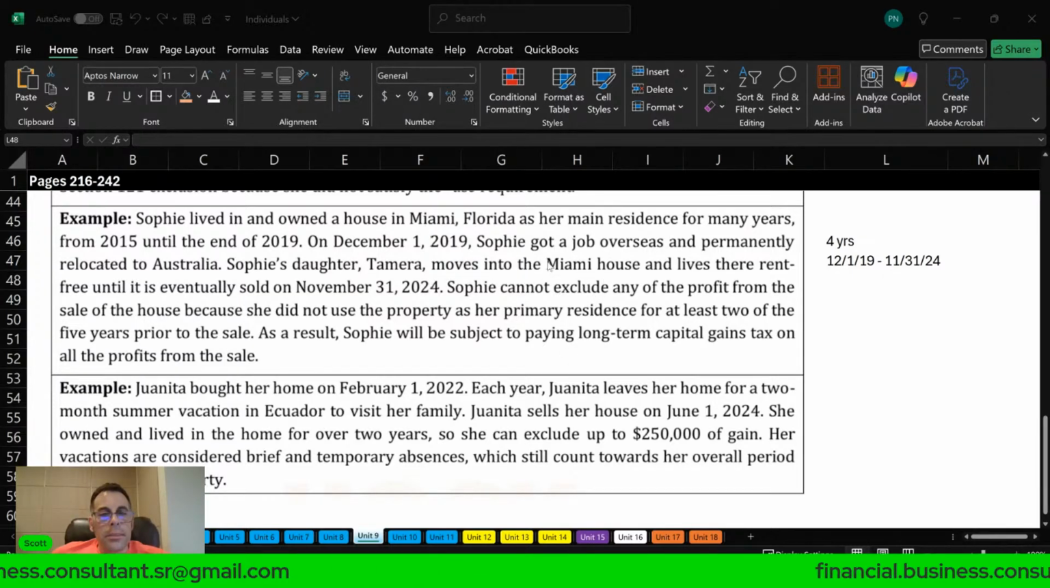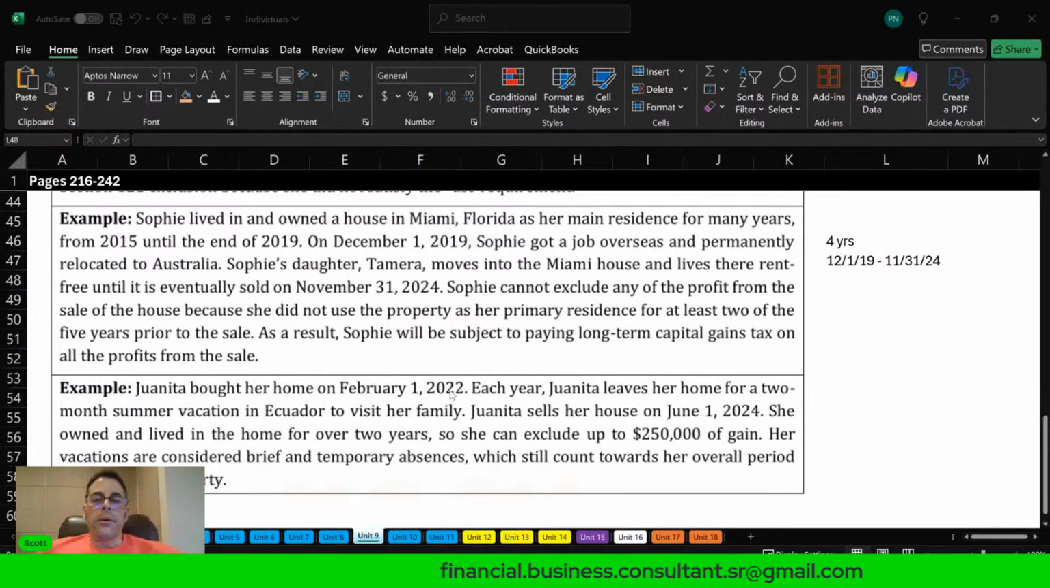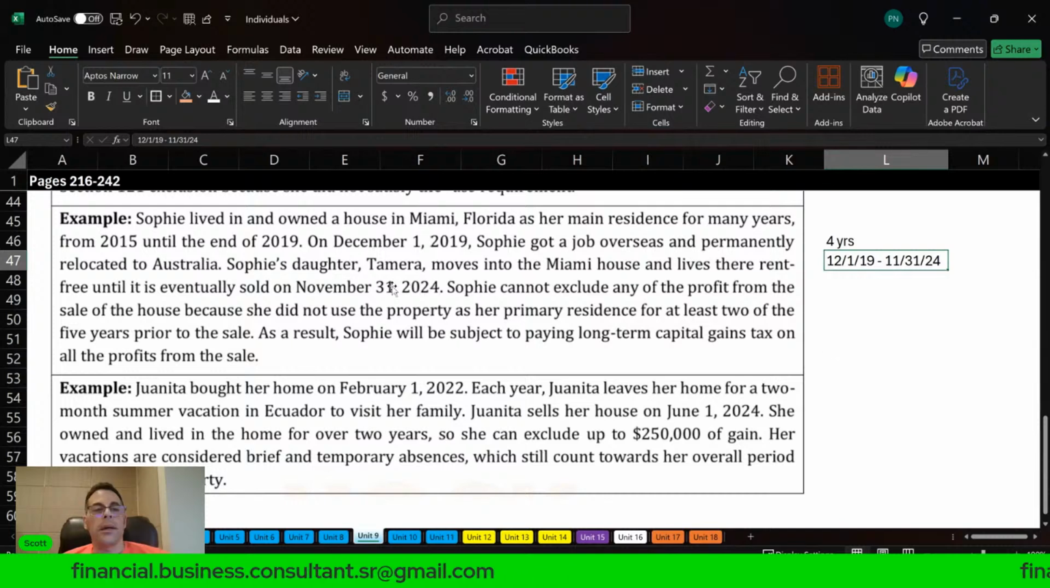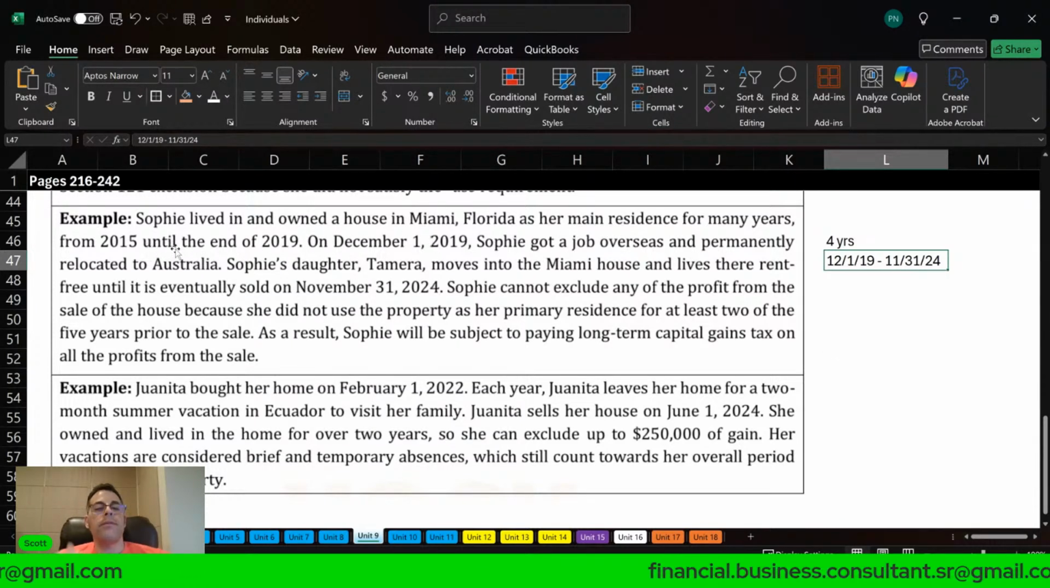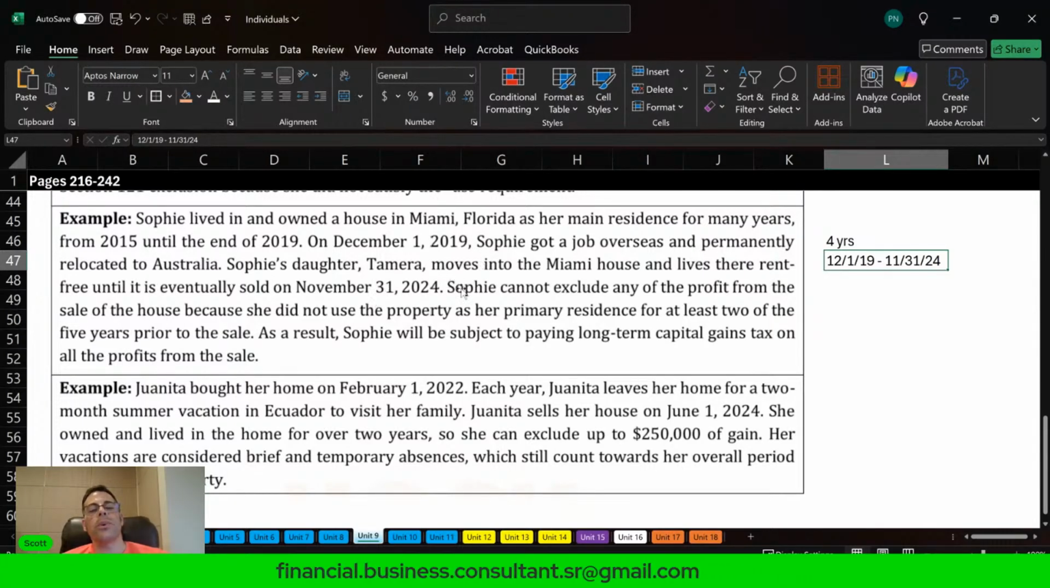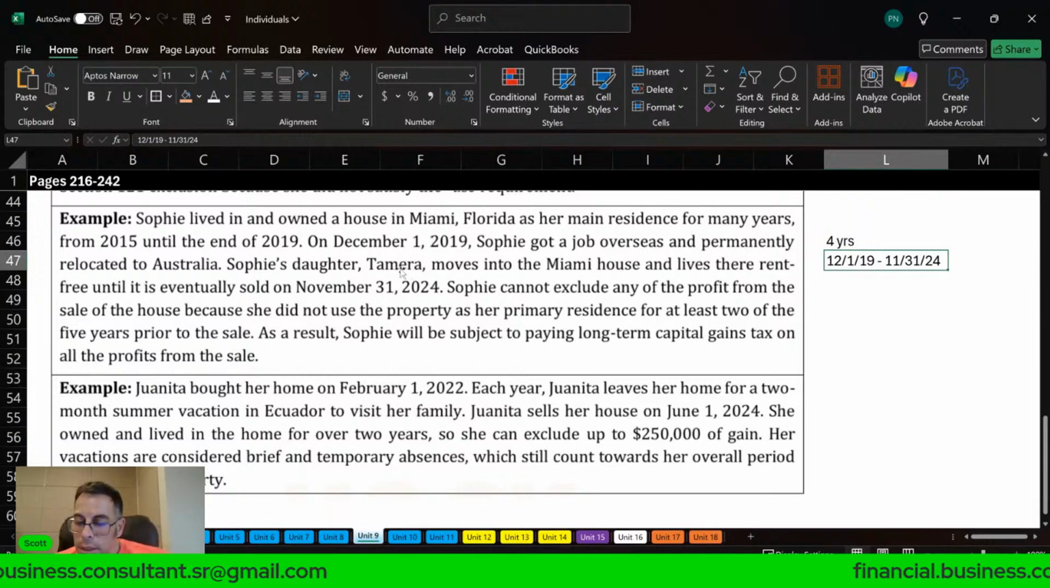Wait. She moves to Australia and her daughter lives there rent free until eventually sold November 30th. Sophie can. Wait, that doesn't make sense. She lived there from 2015 to 2019. Oh, I see. Because if she sold it in 2024, she hasn't lived there at all in the past 5 years. Okay.